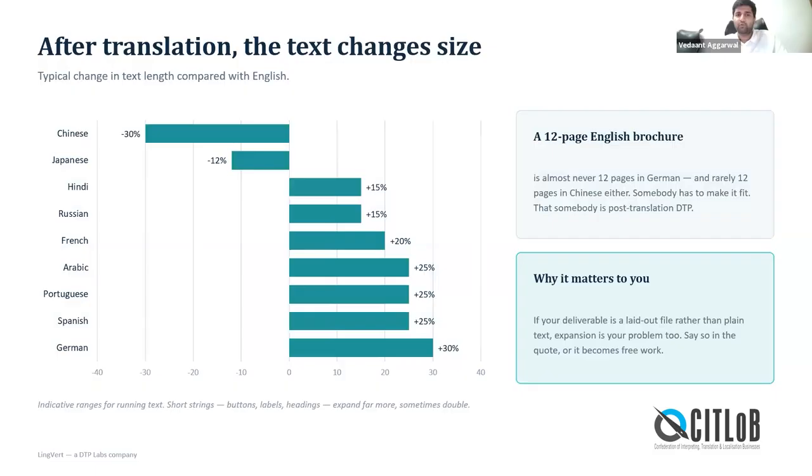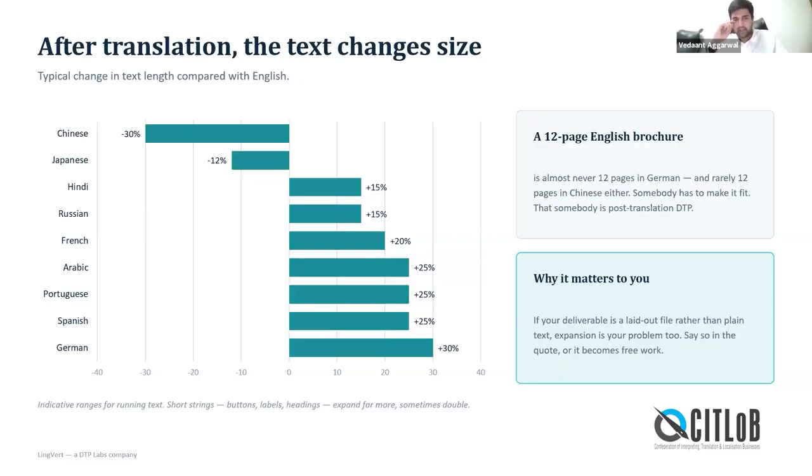Now, the second half is what happens after you translate. Text changes size. You know this instinctively. Here it is as a shape. German runs about 30% more than English, then Spanish, Portuguese, Arabic around 25%, French 20, Hindi and Russian around 15%. These are indicative ranges for running text, not guarantees. A 12-page English brochure is almost never 12 pages in German, and it's rarely 12 pages in Chinese either.